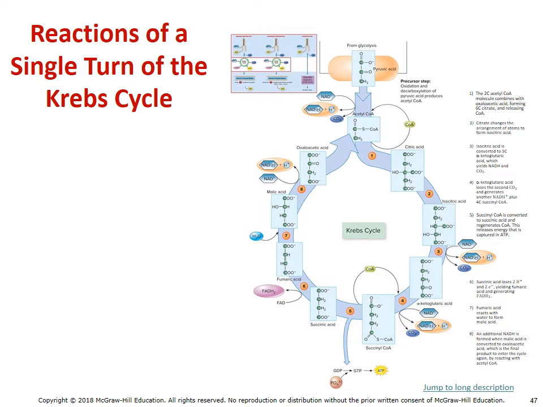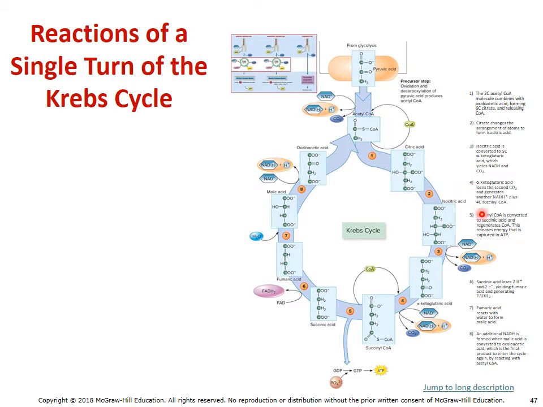So what we're going to do now is take and ultimately try to ditch the 2 carbons that we brought in so that we're left with this 4-carbon oxaloacetic acid. But in doing so, we're also going to make lots of NADH and FADH2 that will be used later for the electron transport chain. So let's again start off with citric acid.